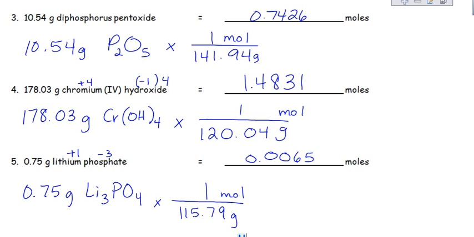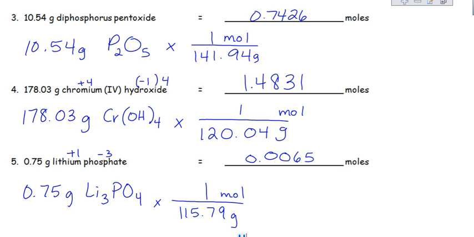Number 4. The chromium 4 hydroxide. Chromium's charge is +4, hydroxide is -1. So when I calculate the molar mass, I need chromium plus 4 times oxygen and 4 times hydrogen. And then we divide. Again, my original this time still had like 5 significant figures, so I left 5.